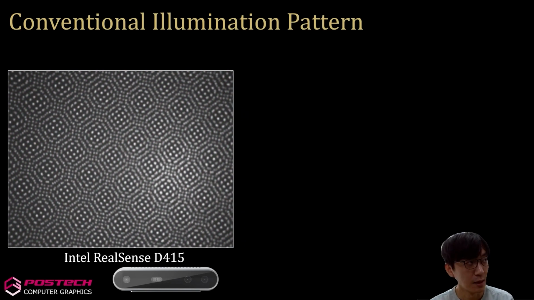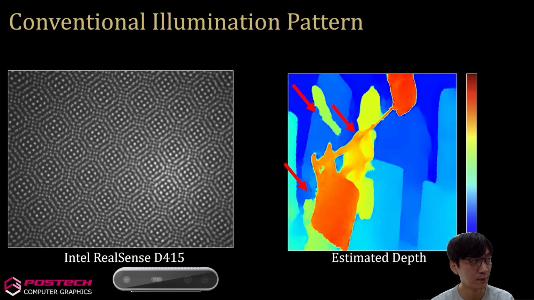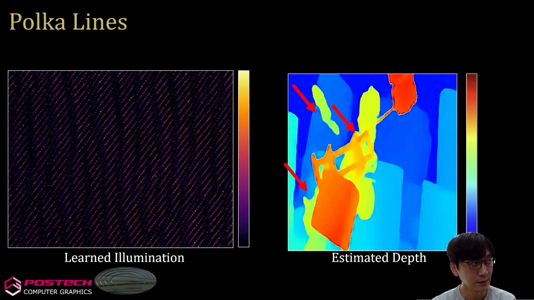So for comparison, this is the conventional hand-designed illumination pattern from the Intel RealSense D415 sensor. And it has a regular structure with constant intensities and large-size dots, right? And as this is not directly optimized for improving depth accuracy, it often fails for challenging scenes, as shown on the right. This is the estimated depth in simulation. In contrast, our learned illumination pattern enables accurate depth estimation, shown on the right.